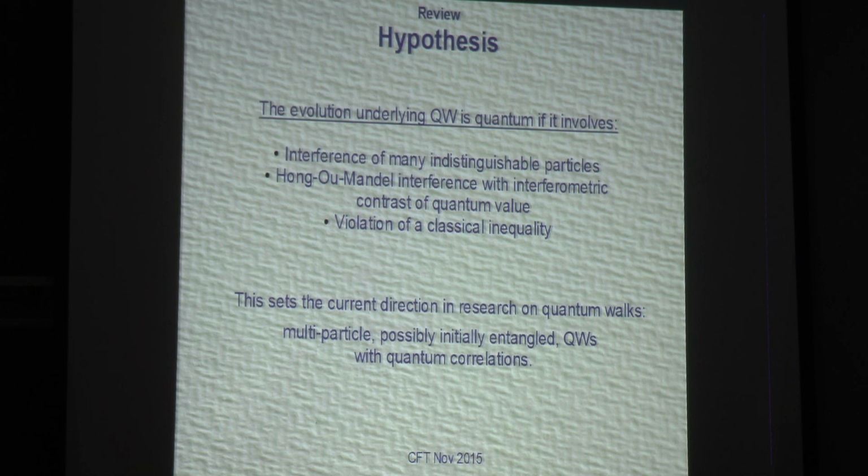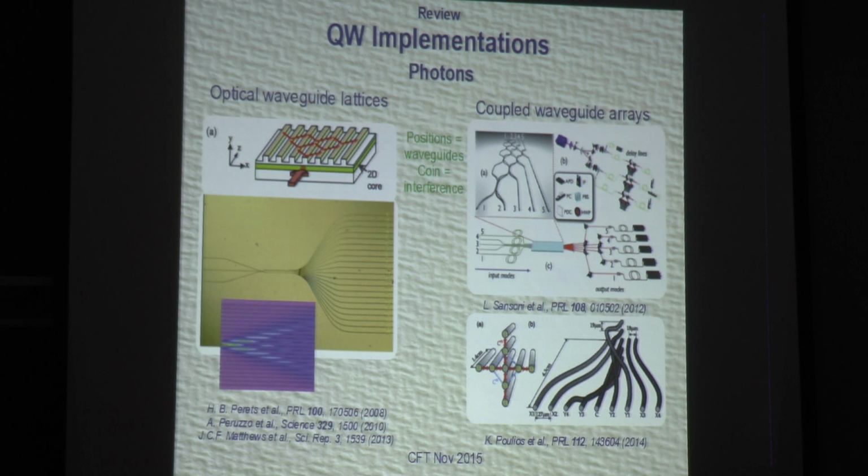The current hypothesis, following the state of the art, is that the evolution underlying quantum walks is quantum if it involves interference of many indistinguishable particles, Hong-Ou-Mandel interference with interferometric contrast of quantum value, or it leads to violation of some classical inequality. And this sets the current direction in research on quantum walks.